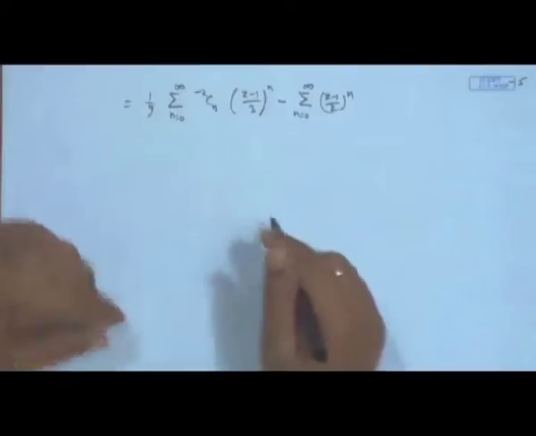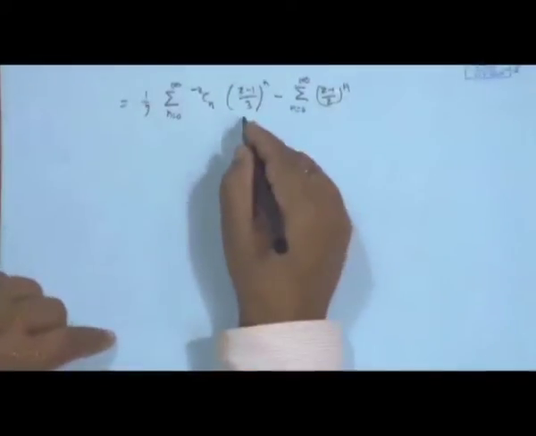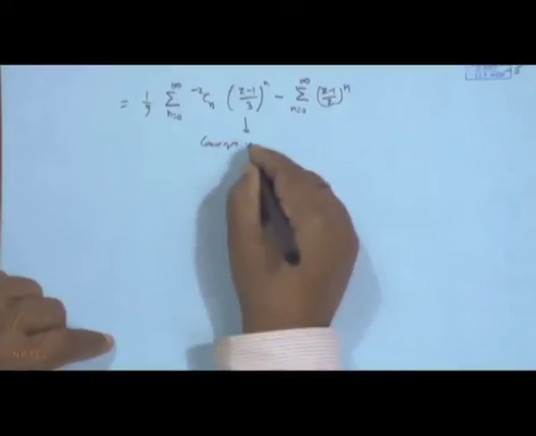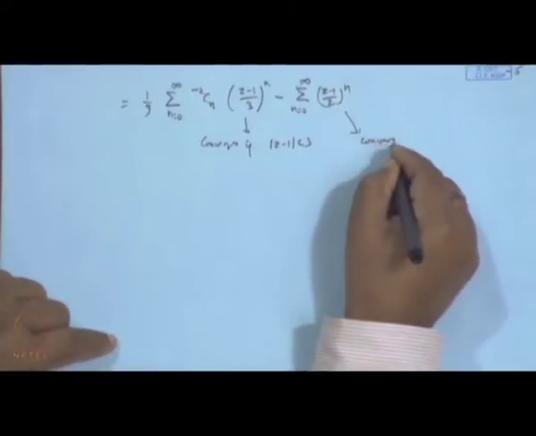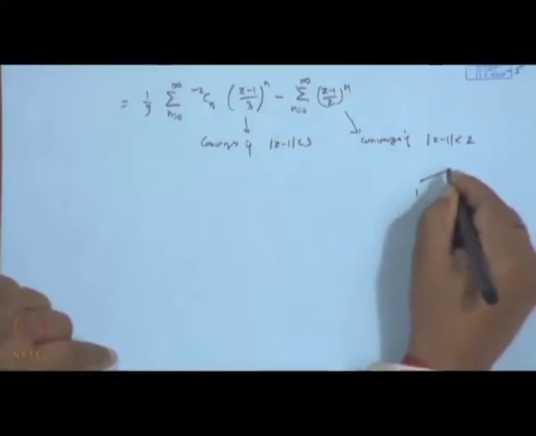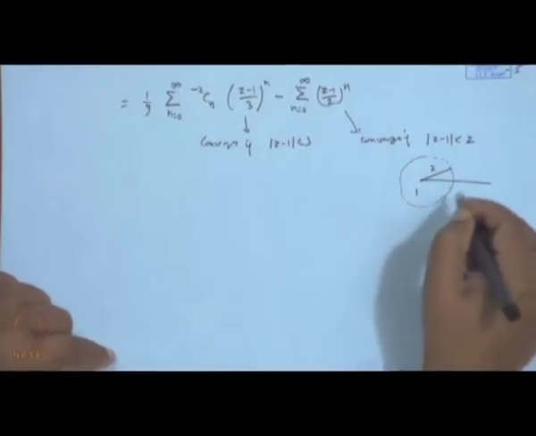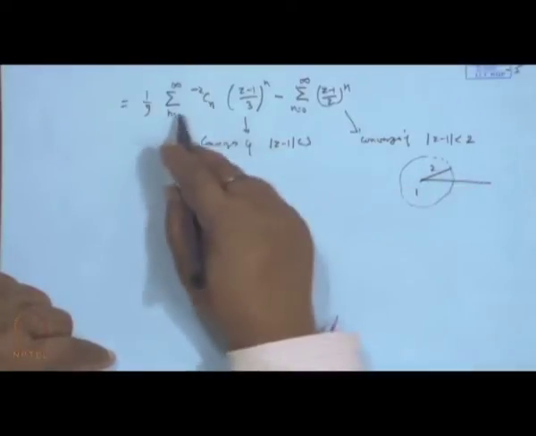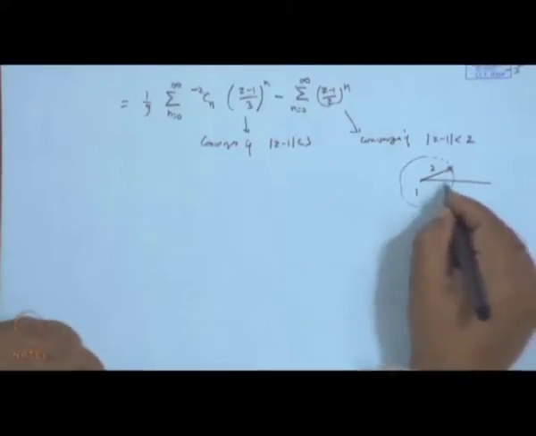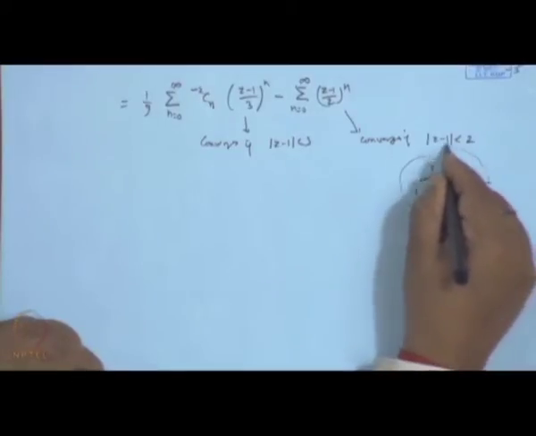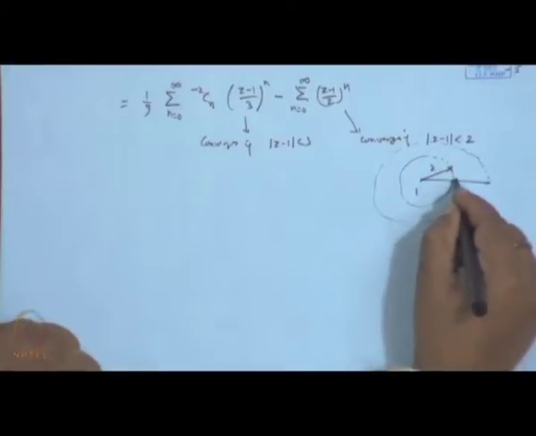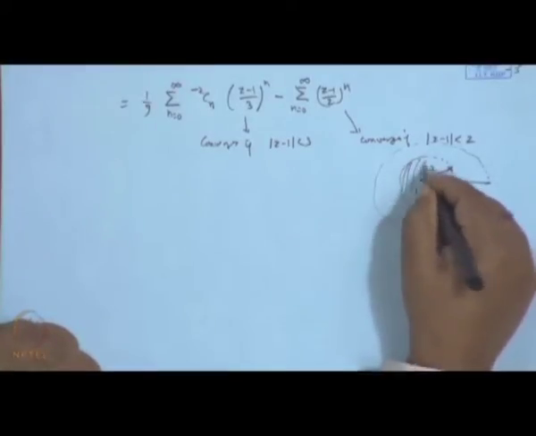That is all. Now, the question is what will be the reason of convergence? This series converges if mod z minus 1 is strictly less than 3. This series converges if mod z minus 1 is strictly less than 2. So, it means centered at 1 with a radius 2. If I take this circle, then at every point inside this circle the function is analytic, but it has a singularity at this point, is it not? Similarly, when we go this way, it has a singularity at this point. So, as soon as the first singularity comes, the region of convergence remains up to here only.